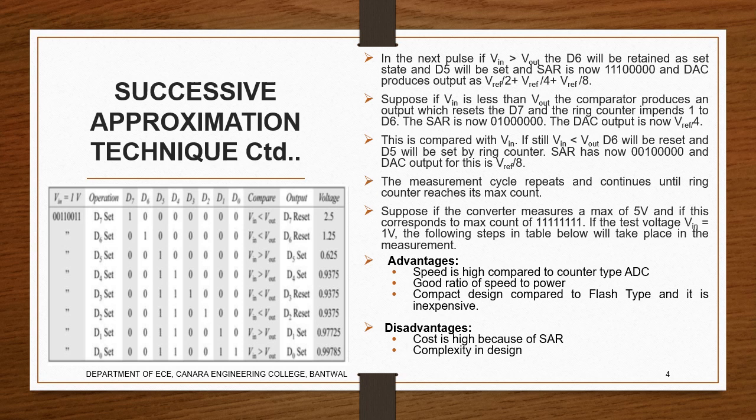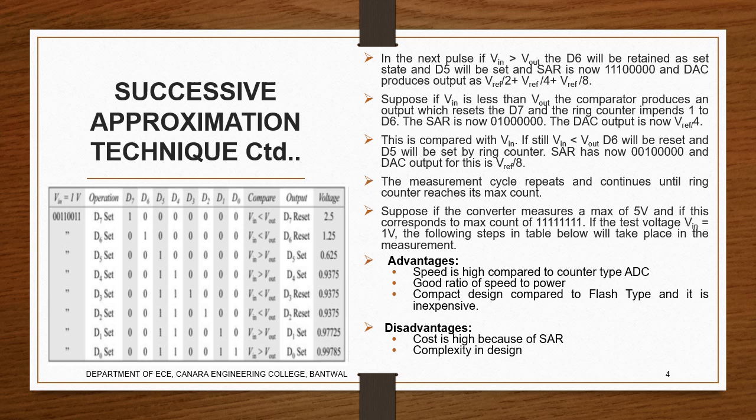Next, coming to the D5. What is happening? V in is 1. Again, the bit value is V reference divided by 8, which is nothing but 0.625. V out is 0.625. So here V in is greater than V out, so that bit is retained. In the next one, you can see the D5 bit is retained and the D4 bit is again set to 1.